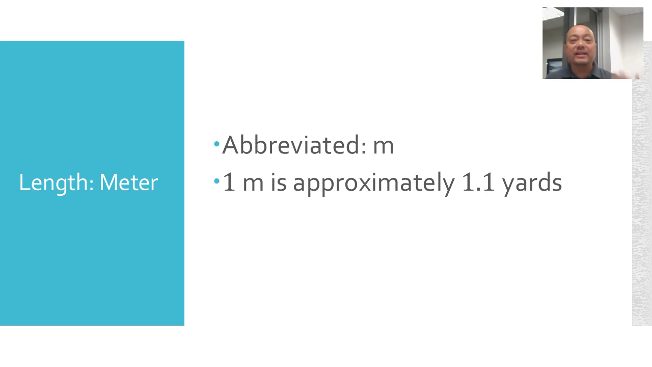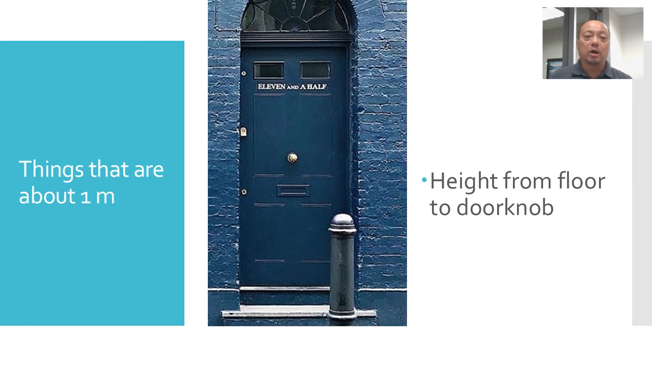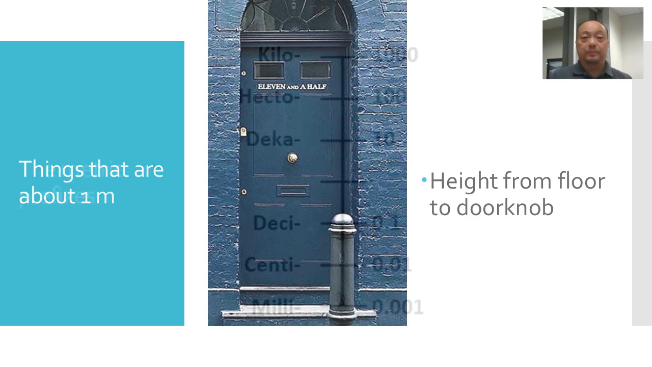For length, the basic unit is the meter, abbreviated m, and it's about 1.1 yards. Some examples of 1 meter: an acoustic guitar is about 1 meter long. On most doors, the doorknob is a little less than 1 meter from the floor. If a knob feels a little high but not too high, that's pretty much 1 meter. That's the basic unit of length. The rest of them are based on the meter.